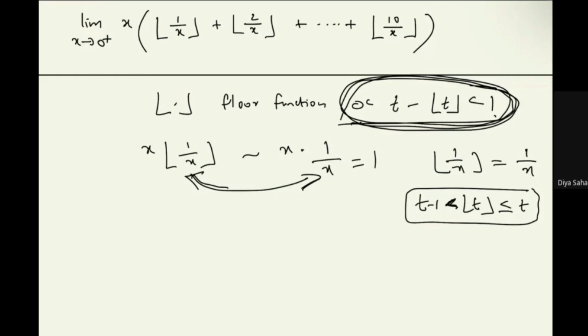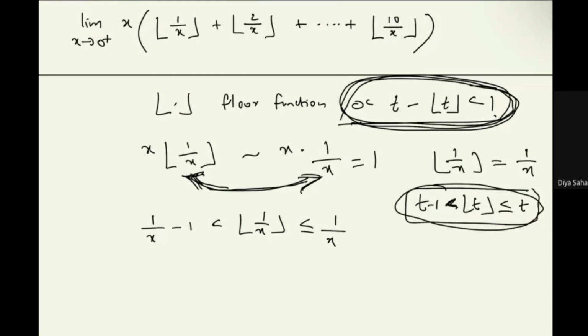That's why I said it: t and the floor function of t are close. So maybe I can use this to get some information, because I am guessing the floor function of 1 by x is similar to 1 by x. I will replace t with 1 by x, so I have this inequality. This is true for all x, because the right hand side is true for all t.